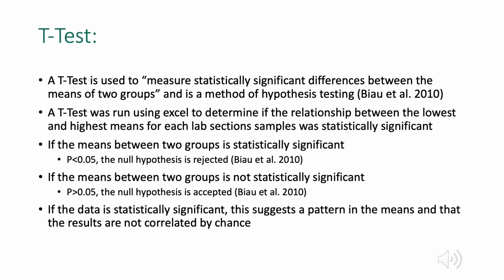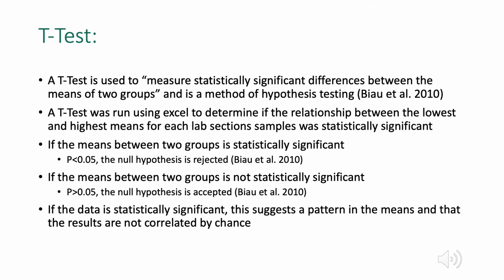Then, to determine if there was a statistically significant relationship between the lowest average decomposition rate and the highest average decomposition rate, a t-test was used. A t-test is used to measure statistically significant differences between the means of 2 groups and is a method of hypothesis testing. A t-test is used to calculate the p-value.